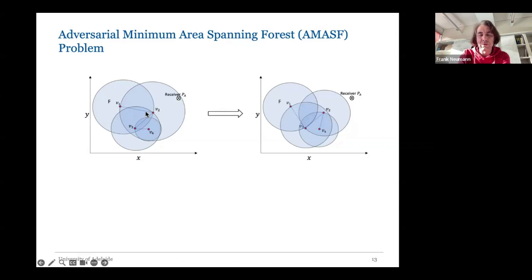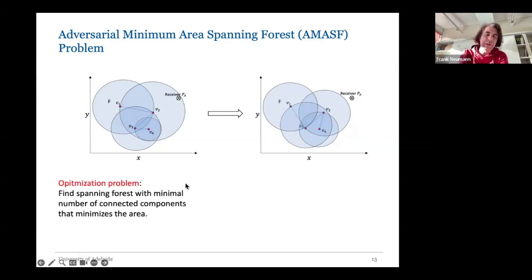Okay. If there's an adversary in that area, like this receiver here, we would like to avoid it. So this solution won't be feasible. So we would like to have one where essentially the receiver is not within a radius. Okay? So the optimization variant of that is to find a spanning forest if the underlying graph won't be connected, because it could be that the receiver is somehow close to one of the nodes, and then that would break connectivity. So find a spanning forest with minimal number of connected components that minimizes the area.